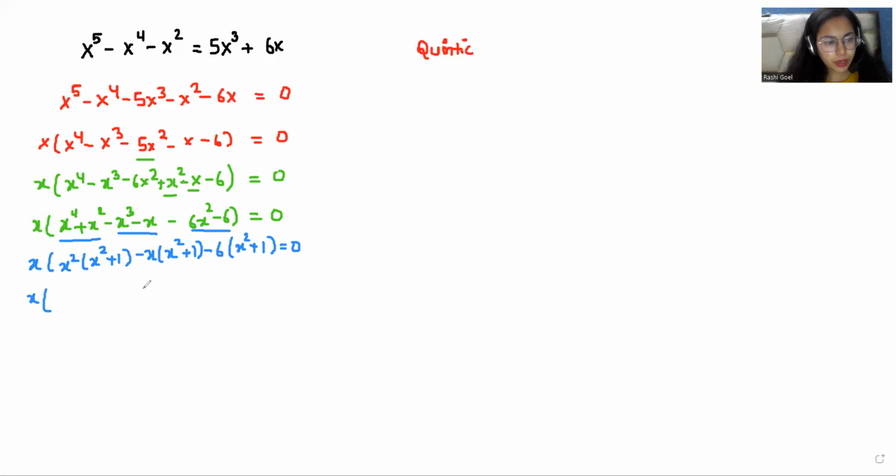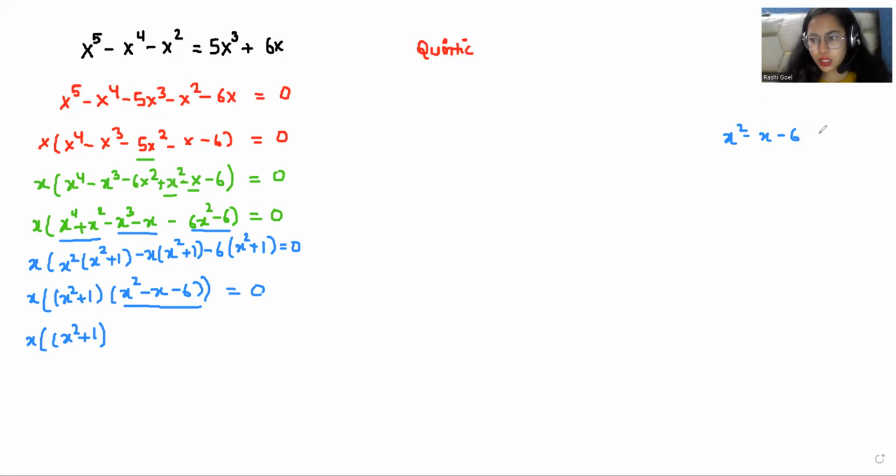Now, I can take x^2 + 1 as common. What is left? x^2 - x - 6 = 0. Now, this looks like a quadratic equation, so I can apply the middle term split here, or you can take any factorization method.